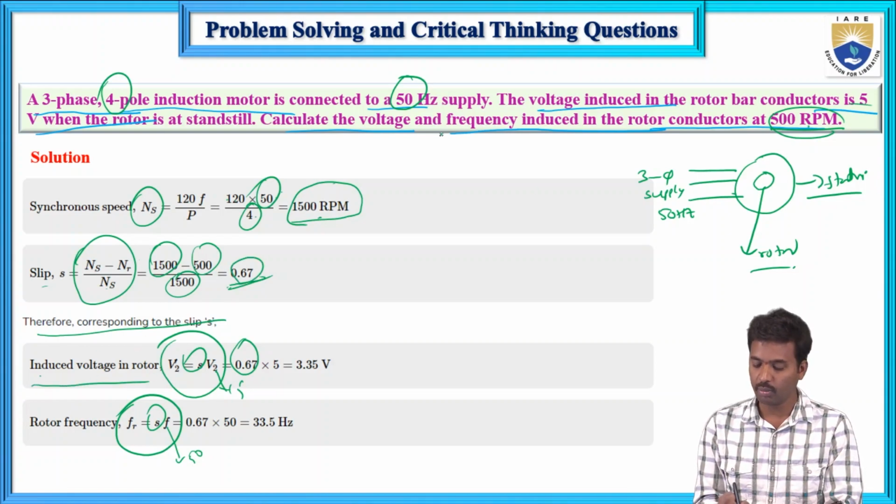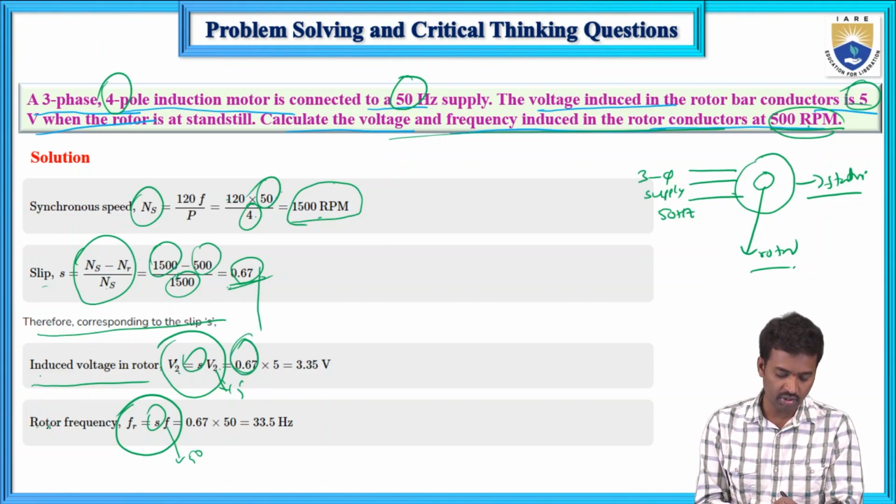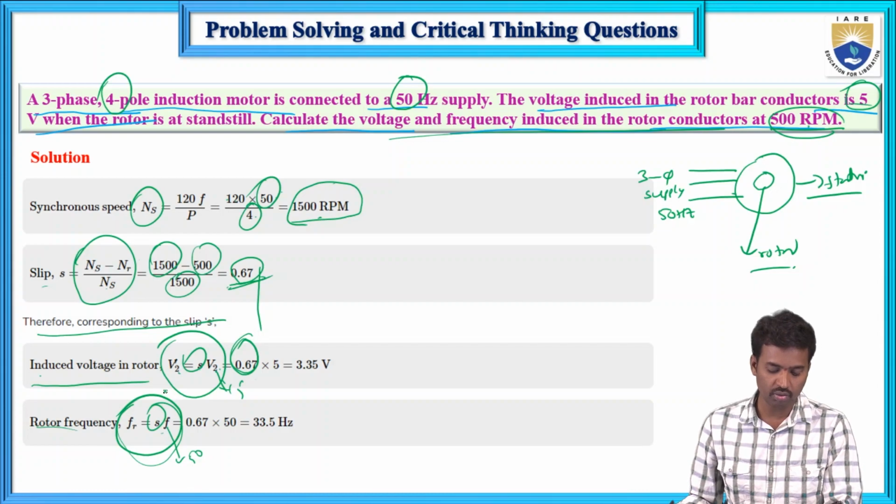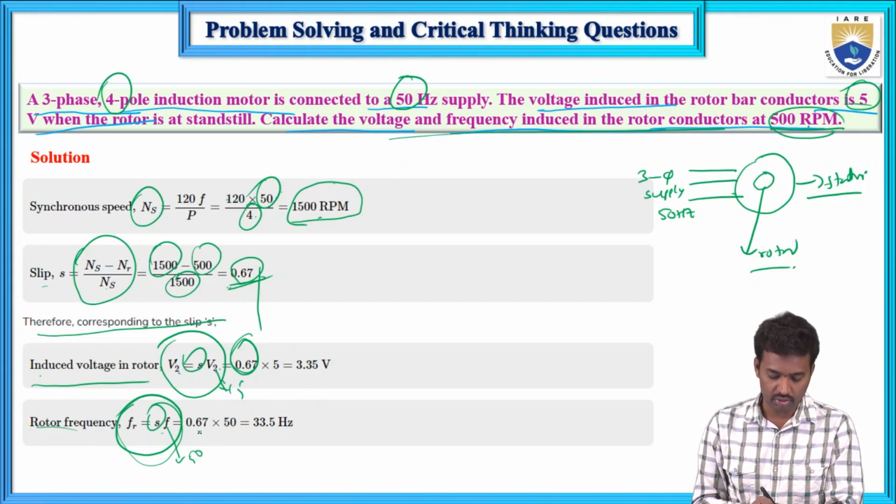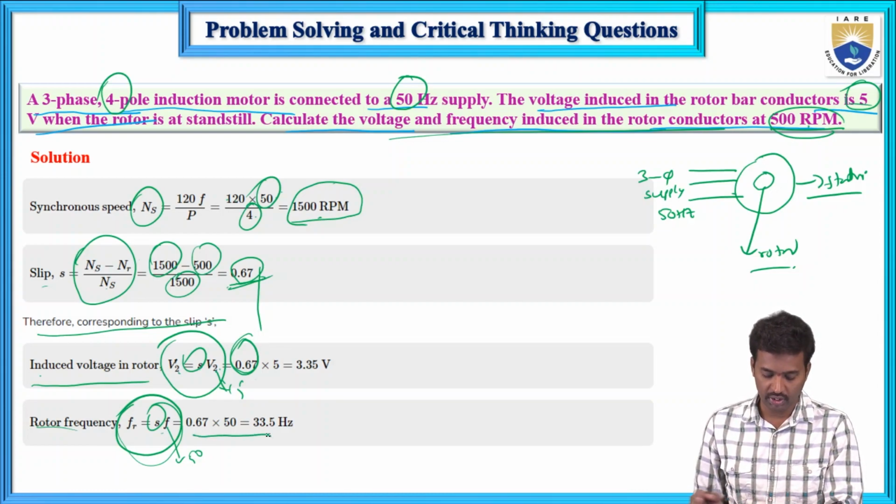Now the induced EMF in the rotor conductor, V2 dash, equals S into V2. So V2 equals 5 and S equals 0.67. In the same way, rotor frequency fr equals S into f, that equals 0.67 into 50 Hz, that equals 33.5 Hz.